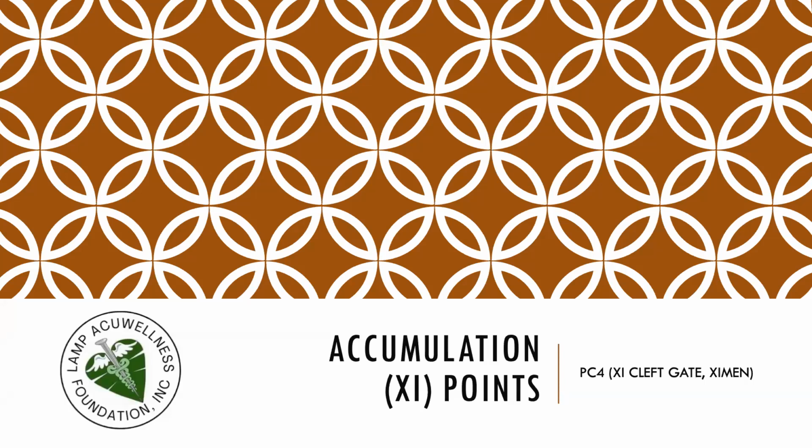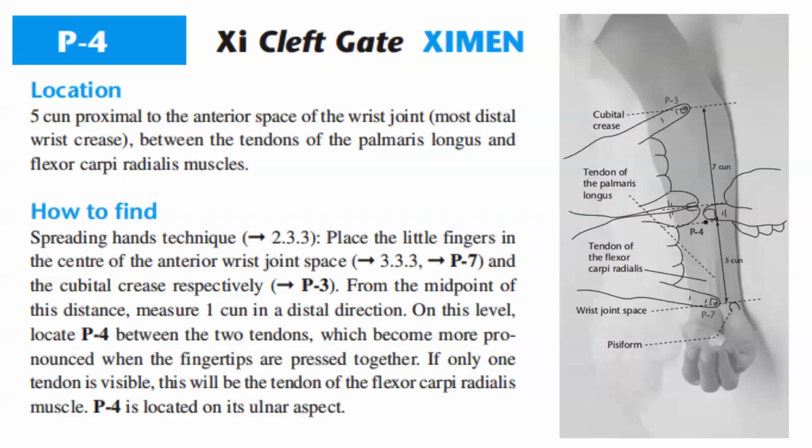Let's now talk about Pericardium 4, or the Xi-Cleft gate point, an accumulation or Xi-Cleft point. Pericardium 4 is located 5 Cun proximal to the anterior space of the wrist joint, the most distal wrist crease, between the tendons of the palmaris longus and the flexor carpi radialis muscles.